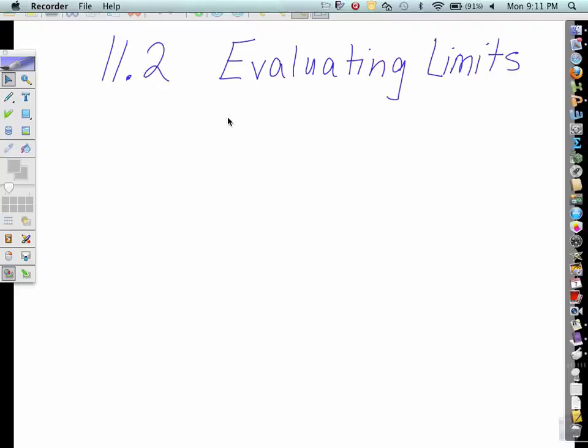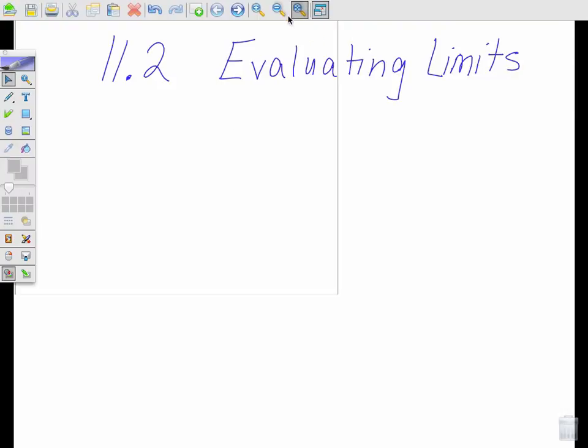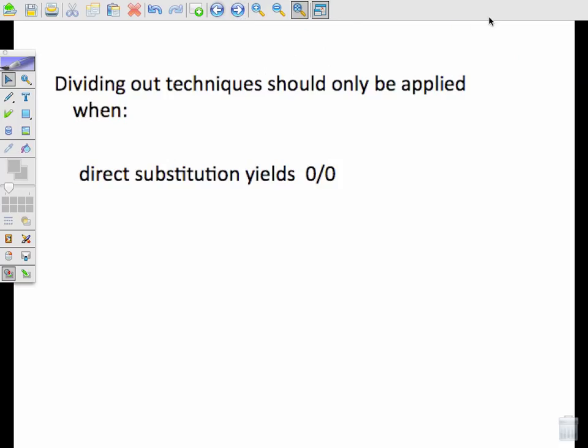11.2, we're going to look at evaluating limits. First of all, we have what we call dividing out techniques, and we only use this technique if for some reason we get 0 over 0 by substituting. Dividing out techniques is simply factoring and reducing.